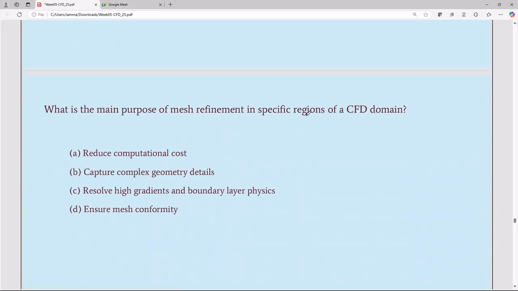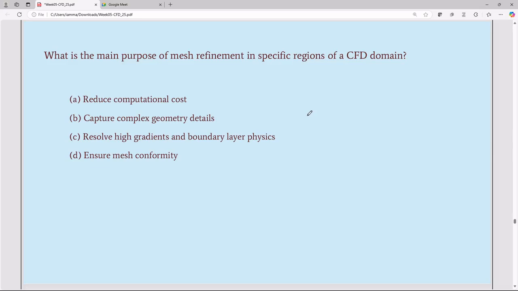Moving on to the next question. What is the main purpose of mesh refinement in specific regions of a CFD domain? So the question is on mesh refinement. Options are option A, to reduce computational cost, option B, to capture complex geometry details, option C, resolve high gradients and boundary layer physics, option D, ensure mesh conformity. You can inbox your answers.